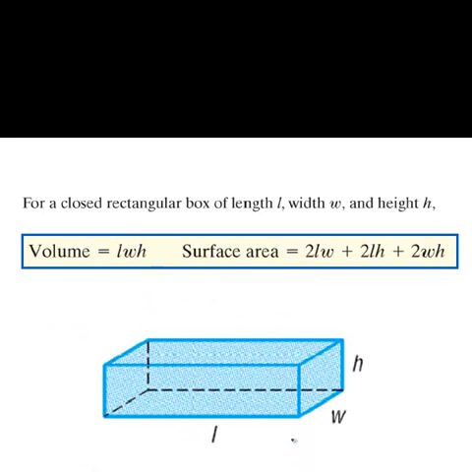If you have a rectangular box where each of the 6 sides is a regular rectangle, then the volume is going to be the length times the width times the height.